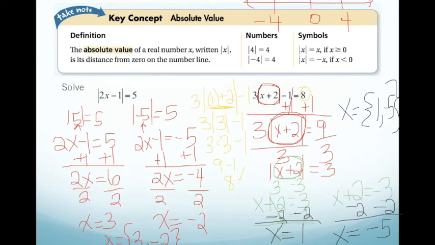Okay. Let's take a look at another definition. So now we're going to start combining absolute value and inequalities.